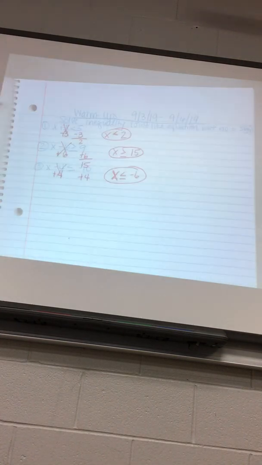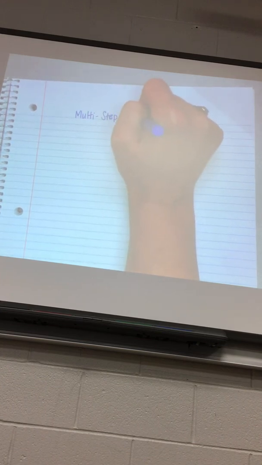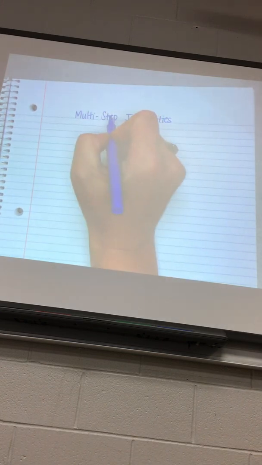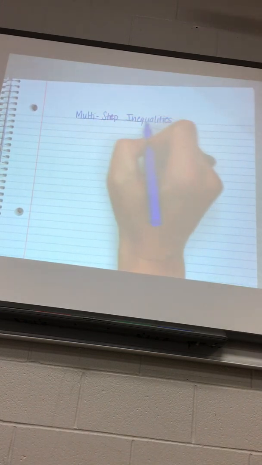We're going to go to, not to the back of the warm-up, but the page next to the 2 pages from the warm-up. And today's lesson is all about multi-step inequalities.